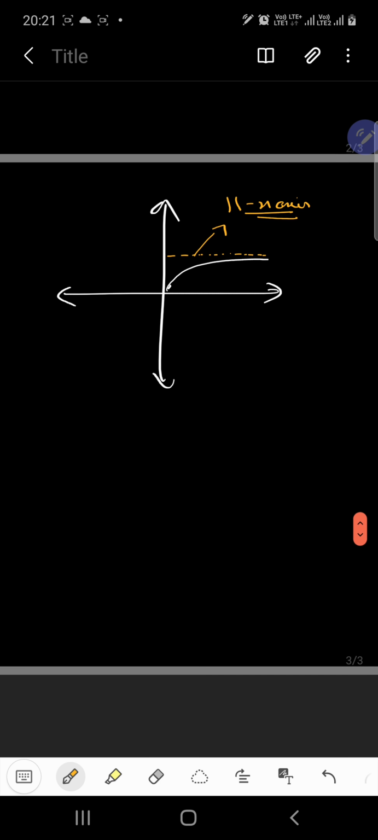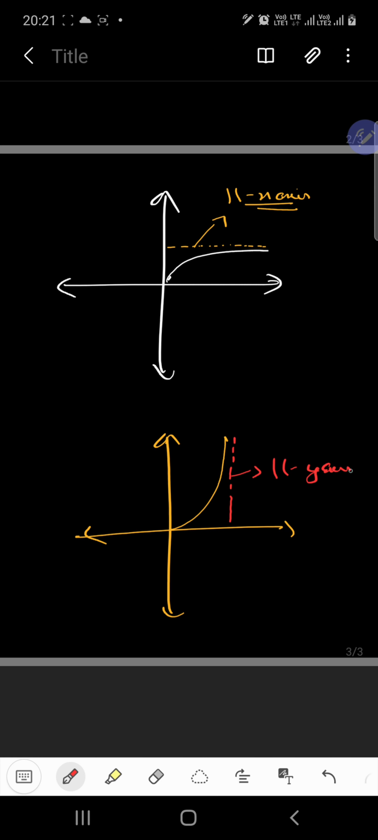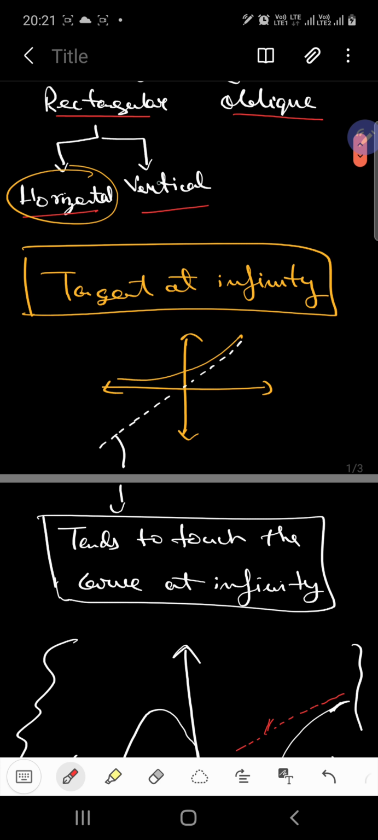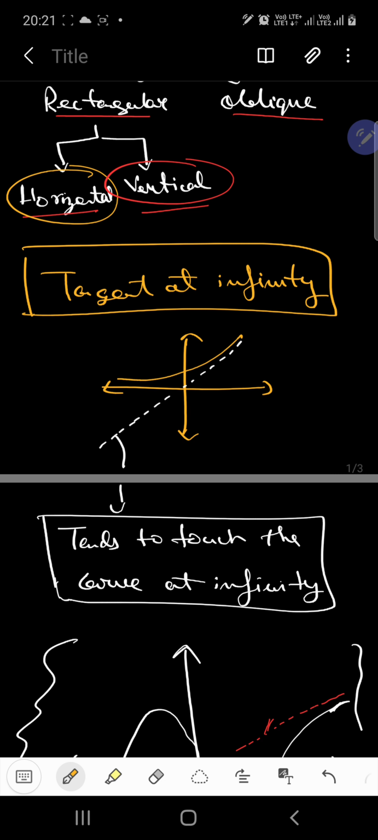Similarly, if we would have drawn the curve like this, we would also be able to draw an asymptote which looks like this, which tends to touch the curve at infinity, and we find that it is parallel to the y-axis. These asymptotes are known as vertical asymptotes. So parallel to the x-axis is a horizontal asymptote, parallel to the y-axis is a vertical asymptote, and those which are neither parallel to the x-axis nor the y-axis are known as oblique asymptotes.